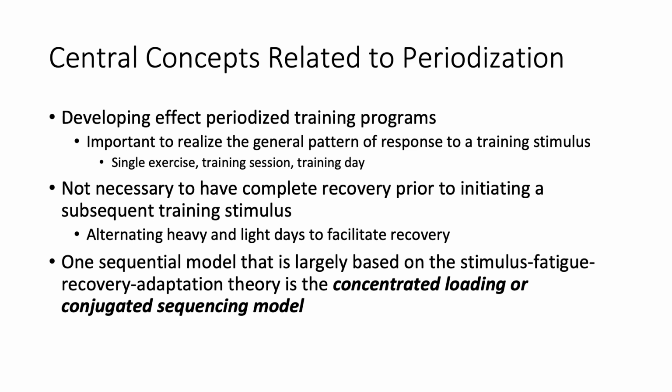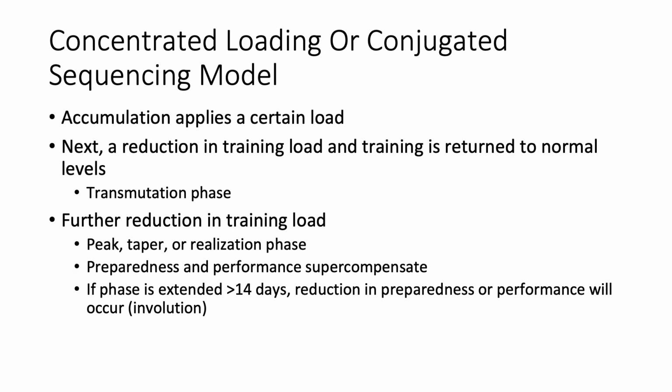One sequential model that is largely based on the stimulus fatigue recovery adaptation theory is the concentrated loading or conjugated sequencing model. A concentrated training load or accumulation load is applied for a specific time period. After this accumulation load, there is a significant reduction in the training load and training is returned back to normal levels. This is referred to as the transmutation phase, where the athlete will have an increase in preparedness and performance. The final phase of this loading paradigm involves a further reduction in training load and is referred to as a peak, taper, or realization phase.